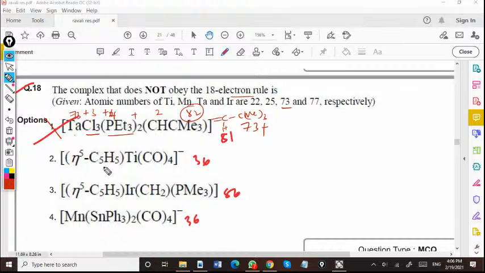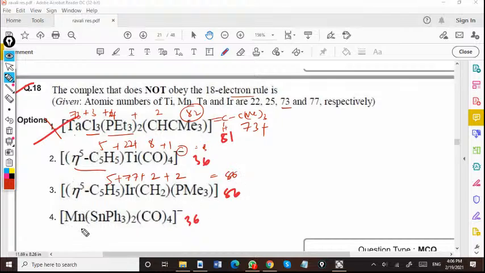Let's look at the others. This is 5 electrons from the cyclopentadienyl ring, titanium is 22, and 4 carbonyls each give 2 electrons, so that is 8. 22 plus 5 is 27, plus 8 is 35, and the 1 minus charge adds one, so it is 36. Next, this is 5 electrons and iridium is 77, and CH2 gives 2 electrons, and this neutral ligand gives 2 electrons. So 4 plus 5 is 9, and 77 plus 9 is 86, so this is also obeying.